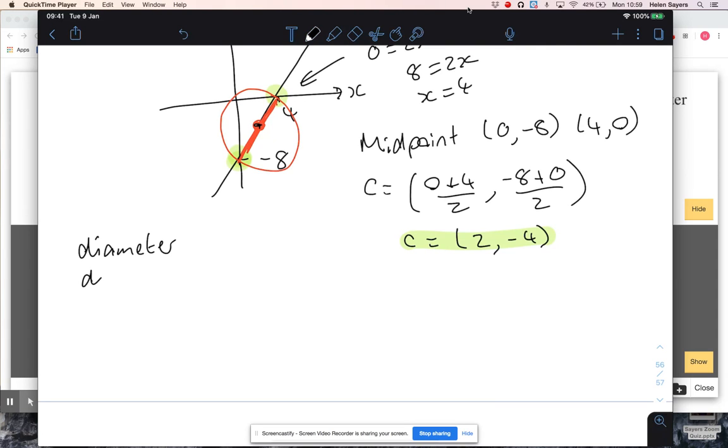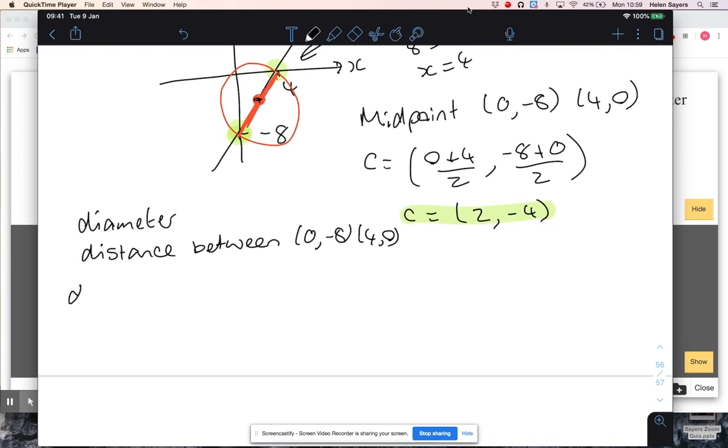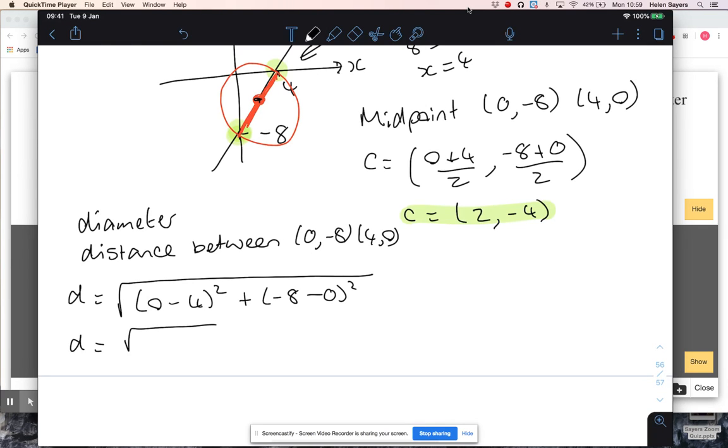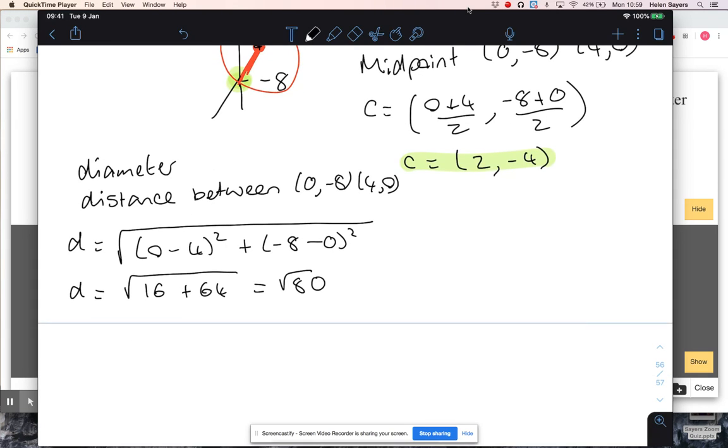So the diameter is the distance between 0, minus 8 and 4, 0. So I'm using Pythagoras. So 0 minus 4 all squared plus minus 8 minus 0 all squared is going to be the square root of 16 plus 64, so root 80. Now actually I do need to be a little bit careful here, and it's probably even worth just doing it on your calculator. Half of root 80 is not root 40. Okay, so just be really careful there.